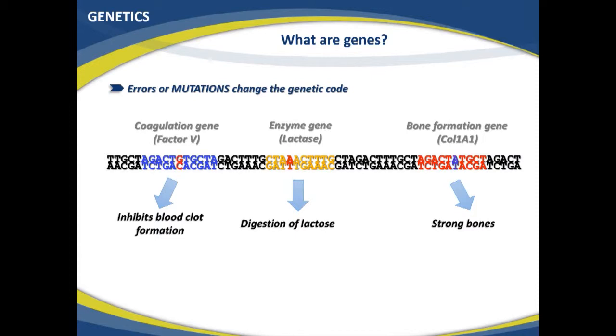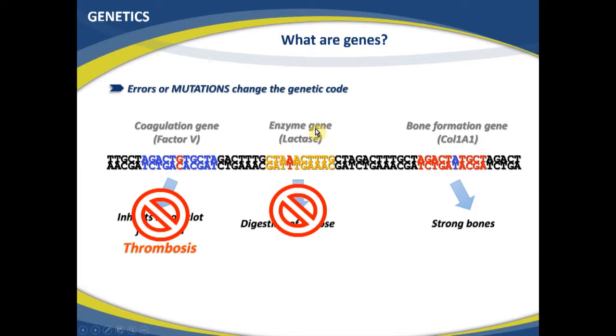And now let's introduce a mutation into each of those. So here you see the letter change. In the coagulation gene, if this happens, this genetic variation, the instruction is disrupted. The gene no longer inhibits blood clot formation, and it can lead to thrombosis. So a blood clot forms and blocks up the blood supply to one part of the body. If the enzyme gene is defective, then the body doesn't know how to digest lactose, and it forms lactose intolerance, one of the most common forms of food intolerances.